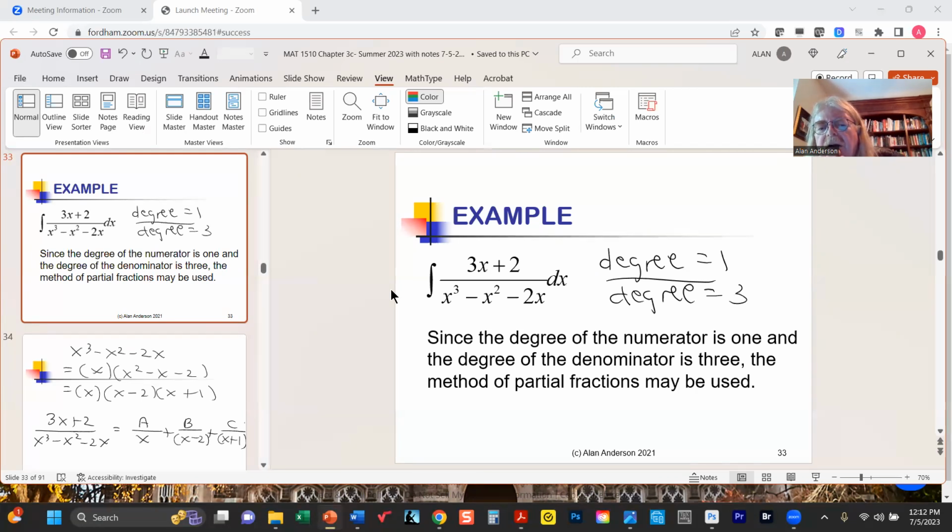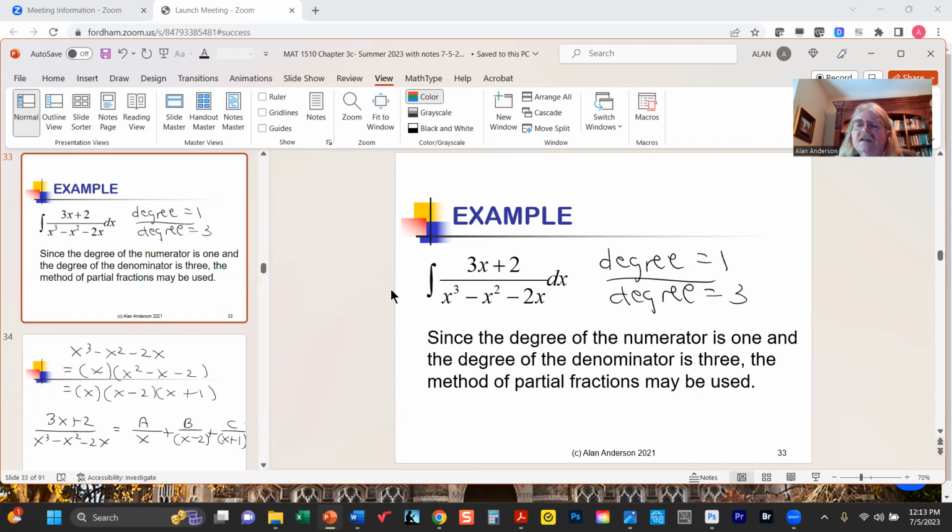We have a function in the numerator, a function in the denominator. The technique that we're using here requires us to have a smaller degree in the numerator than in the denominator. Okay, they can't be equal. It can't be the case that the degree of the numerator is larger. If that happens, what we need to do is reduce the problem with division. And we've already done an example like that.